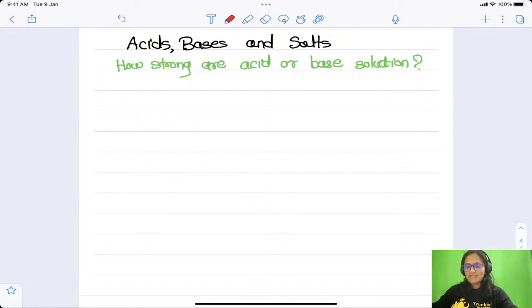H plus is also called a proton, but that proton does not remain as a proton in the acid for a long time. That proton immediately combines with the water. As you know, for acids or bases we use their aqueous solutions, and aqueous solution stands for solution in water. So first of all, we are going to discuss what happens to them when we add them to water.